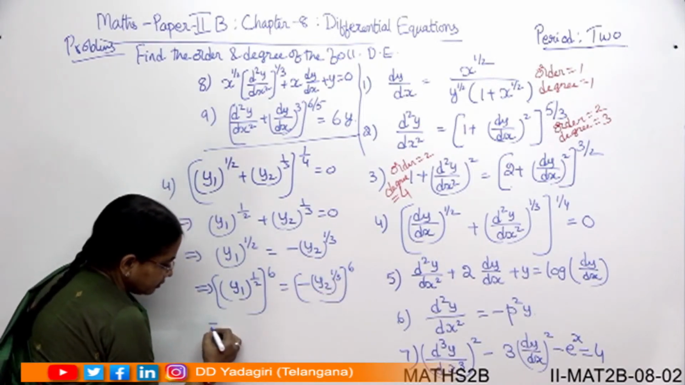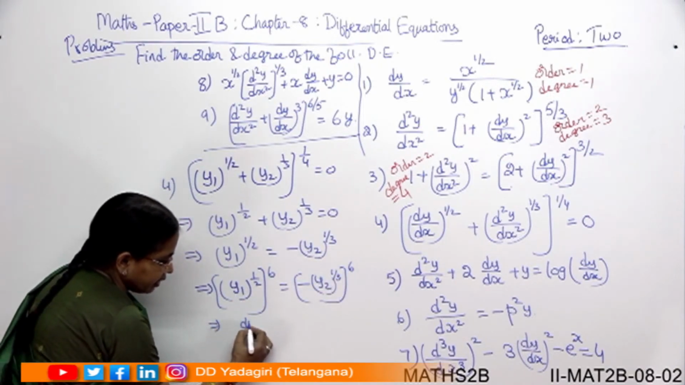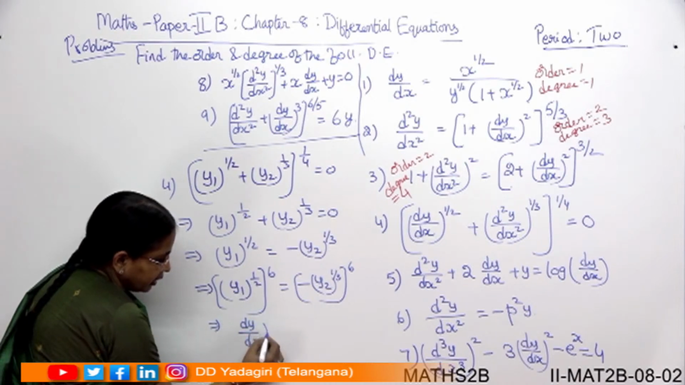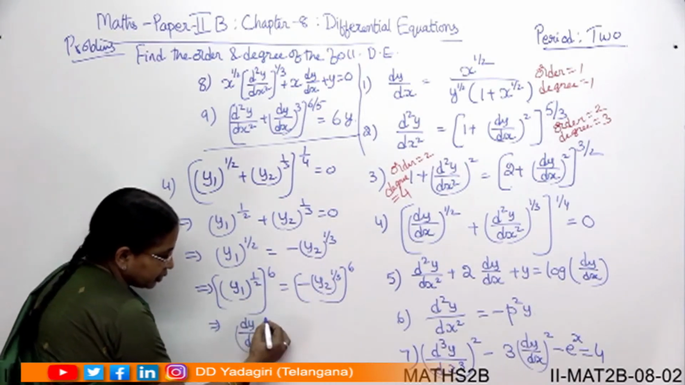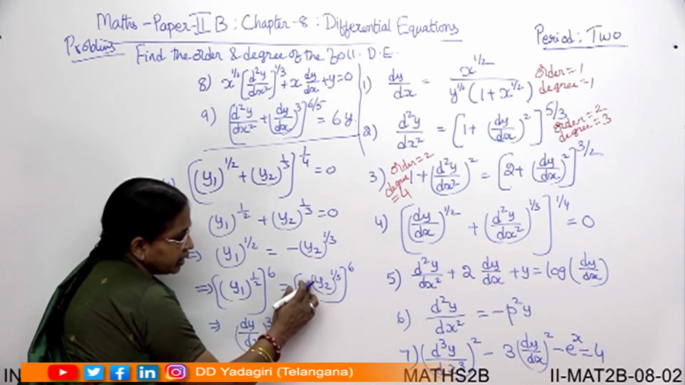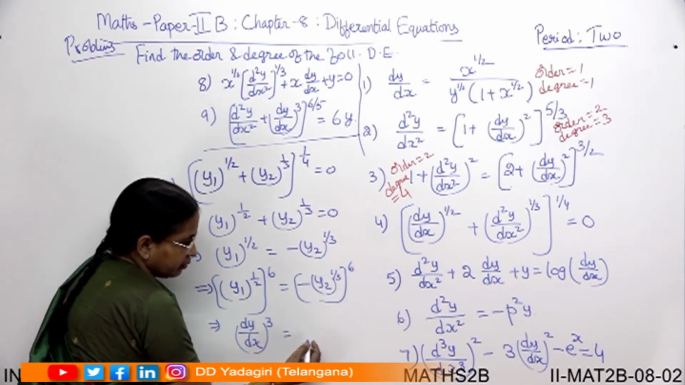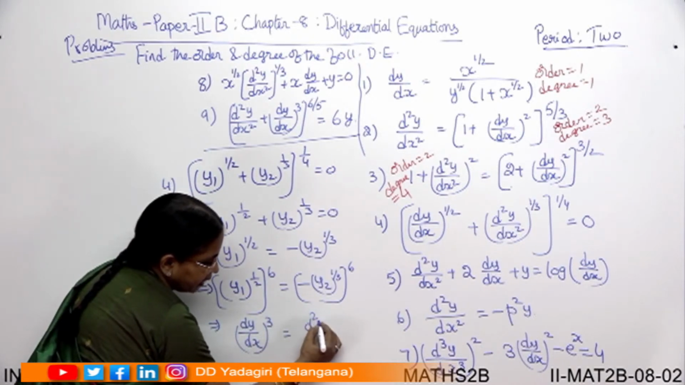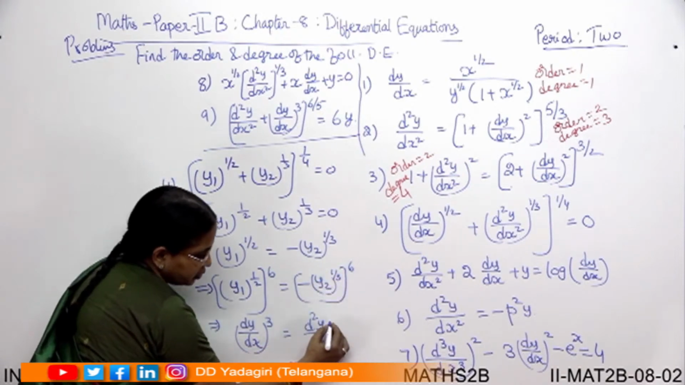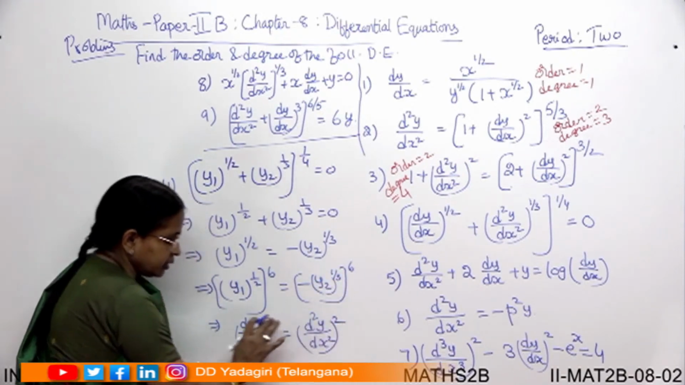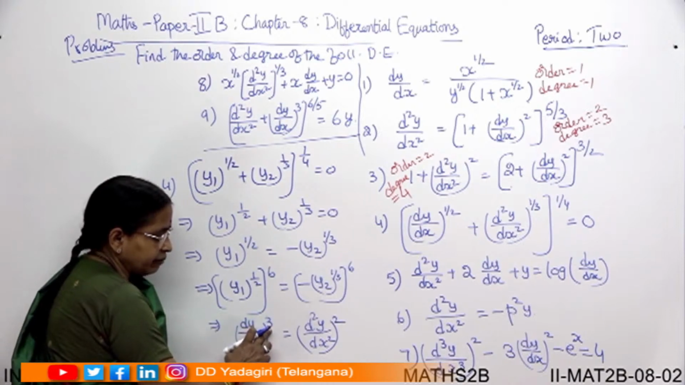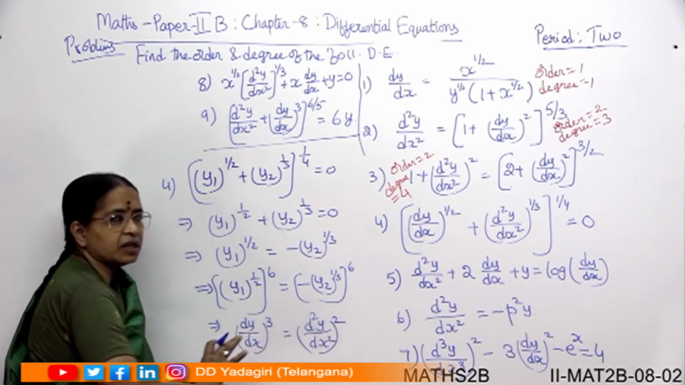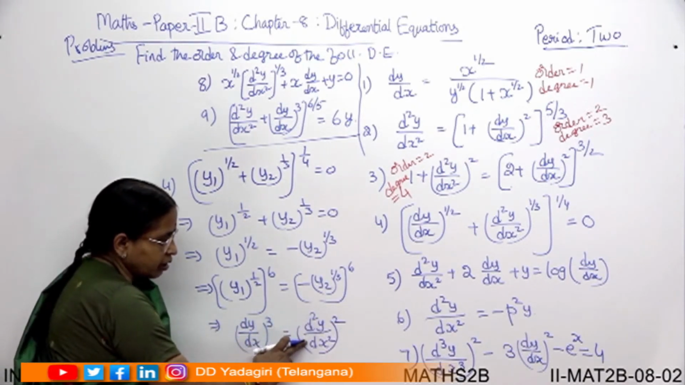Then what happens? This becomes y1, meaning dy by dx. So (dy by dx) whole to the power 6 by 2, that means 3, is equal to minus 1 to the power 6, which is plus 1 only. So it is y2, meaning (d square y by dx square) whole to the power 6 by 3, that is 2. Okay, now this is your equation which is free from radicals. Fractional powers are removed.